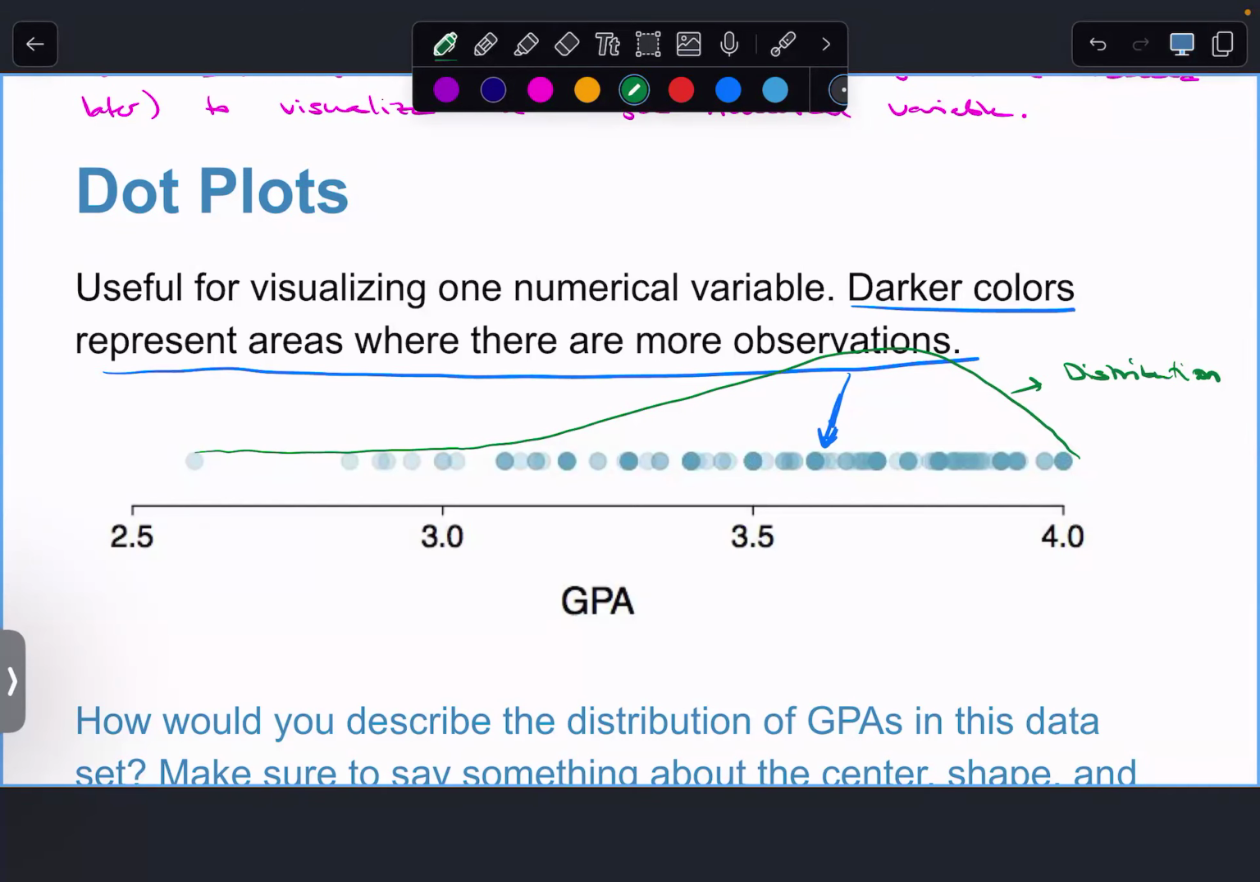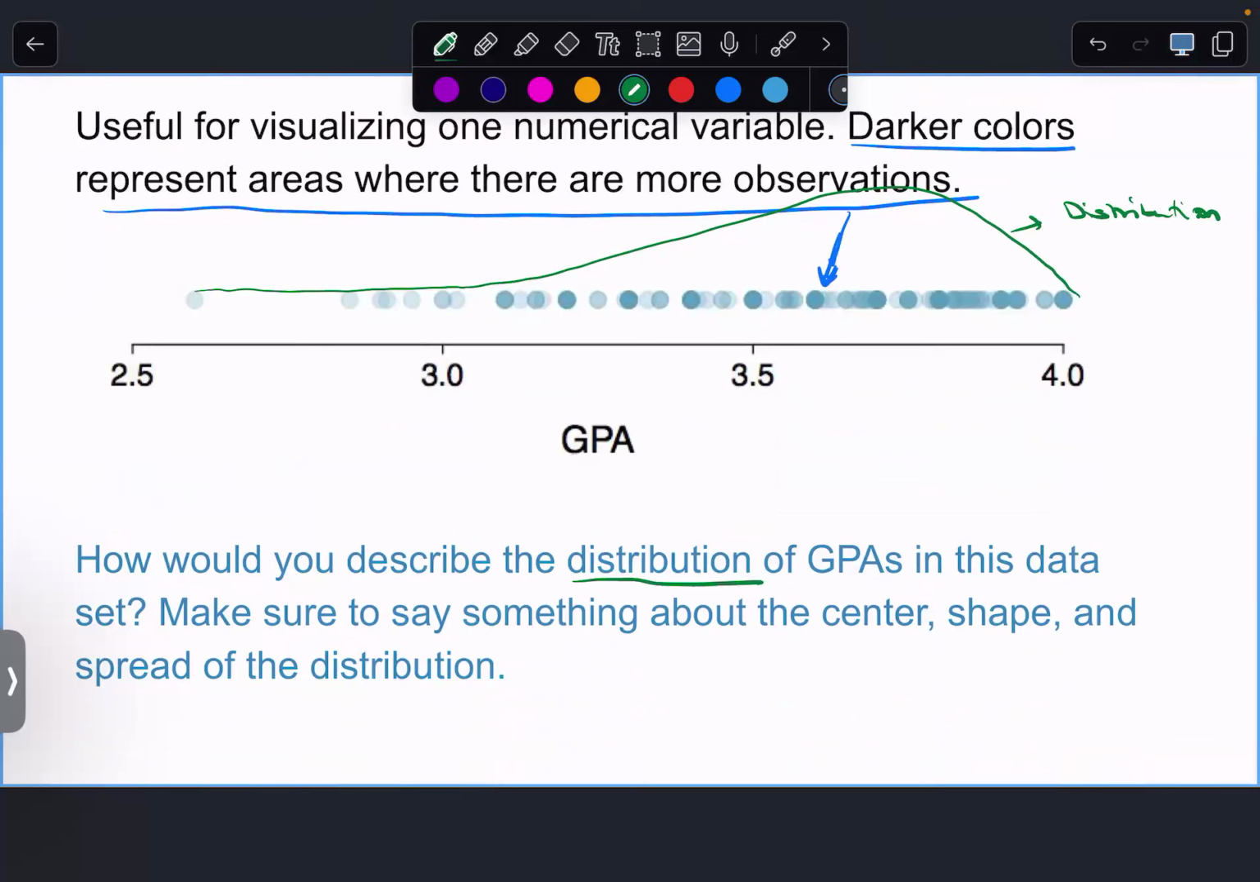And so how would you describe the distribution of GPAs in this data set? Like we said, we can talk about where things are centered. I would center them just above 3.5. That's somewhat arbitrary, right? I'm just looking at where the center of most of the dots is. It looks like around 3.5. And then the shape looks like it's increasing as we head towards 3.5. And then we can also pull in the spread. It looks like somewhere between 2.5 and 4 is where all these GPAs are. That captures all the GPAs.